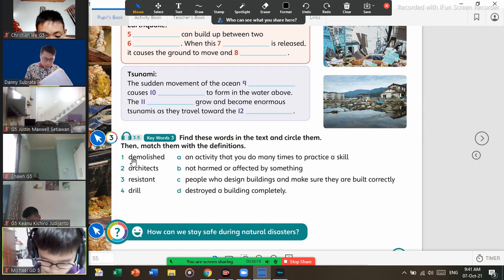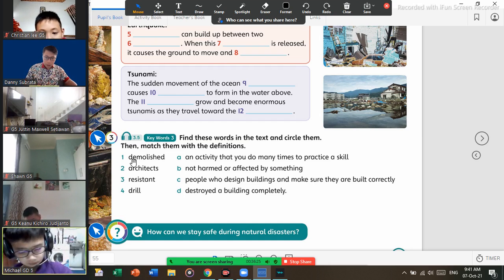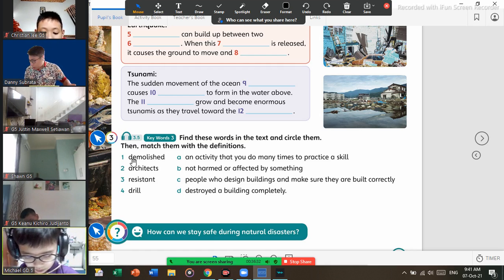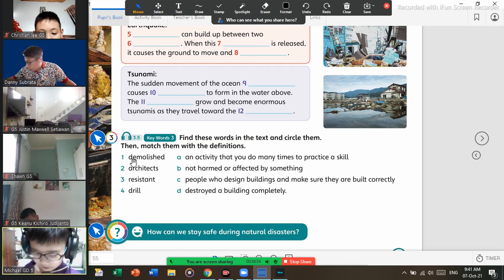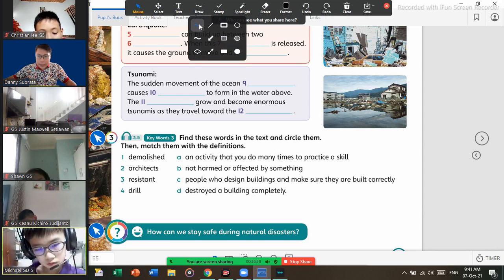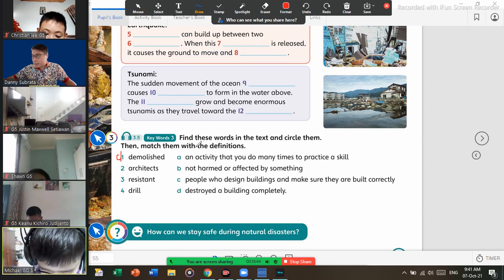So demolished, what do you think? What is the meaning of demolished? Is it D? Let's see. D: destroyed a building completely. Demolished is destroyed a building completely. Yes, it is D. I will write D next to number 1 over there.